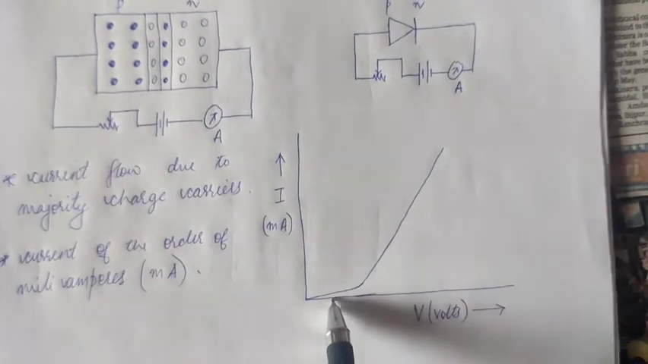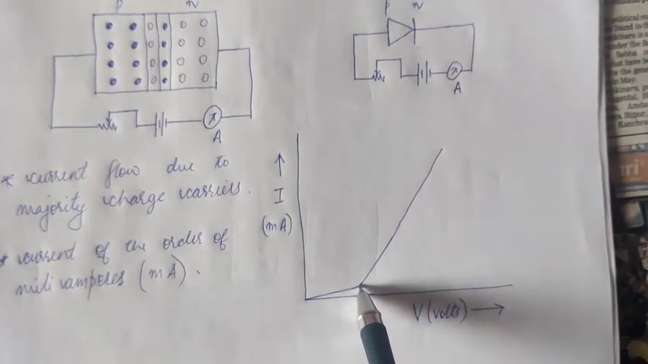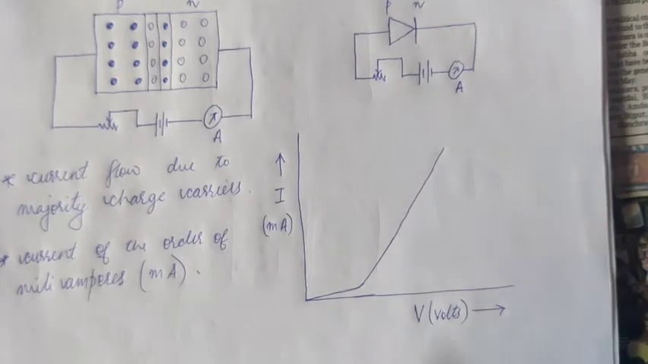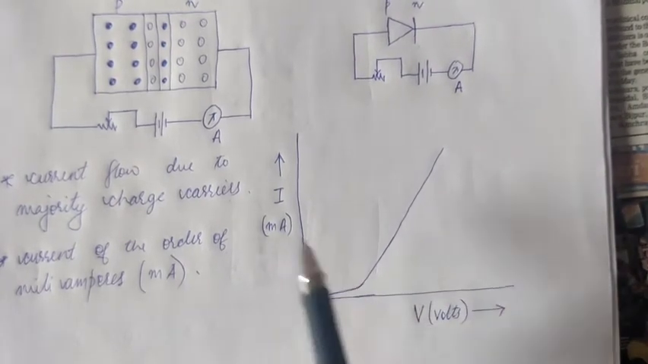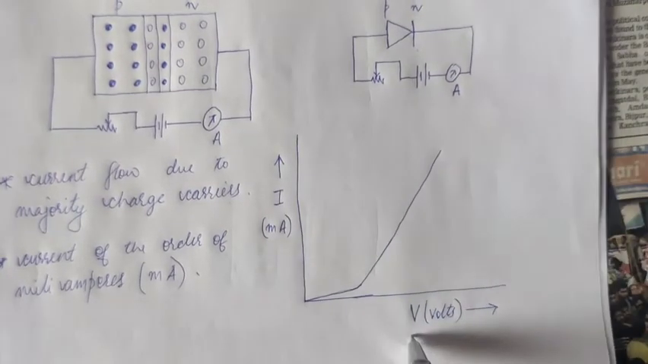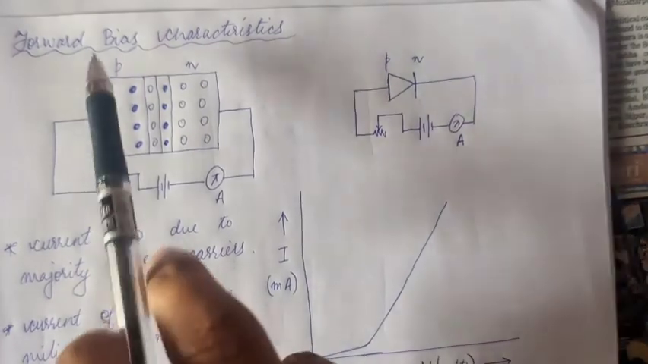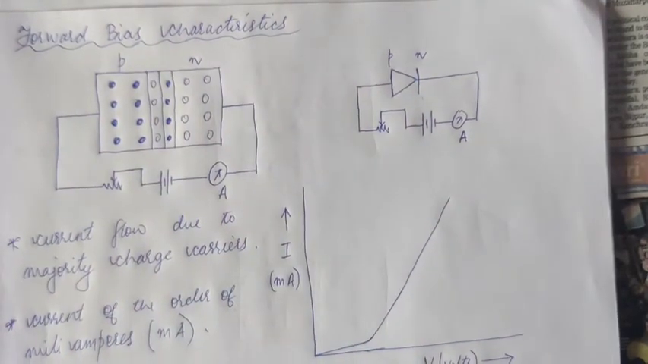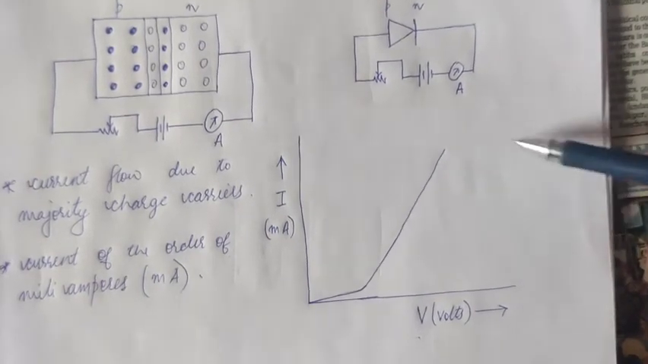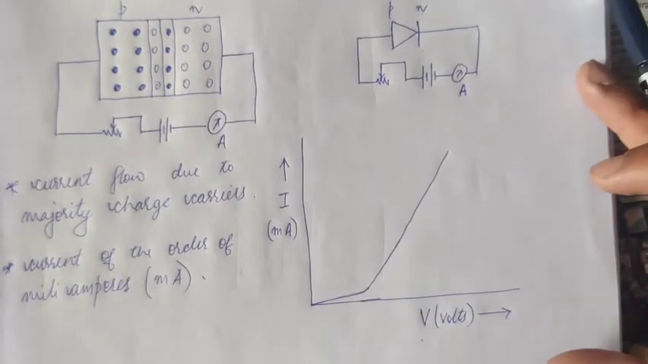As we go on increasing the voltage, what we see is initially there is very small current, and all of a sudden there is a large flow of current. This current is in the order of milliamperes, remember. This plot of I versus V in case of forward biasing of the p-n junction diode is what is called forward bias characteristics. This is an important graph for you all. You might get asked to draw this forward bias characteristics, so you need to know this graph.